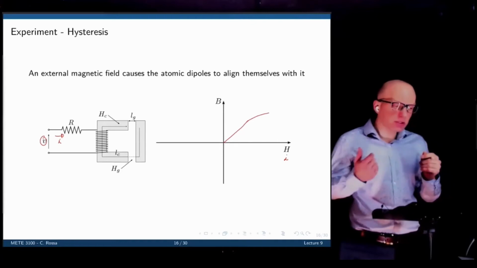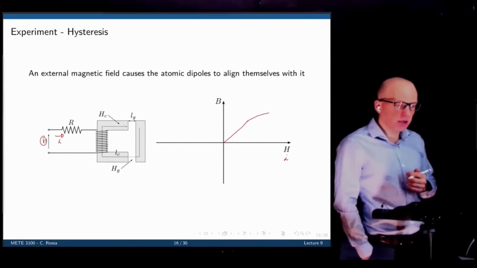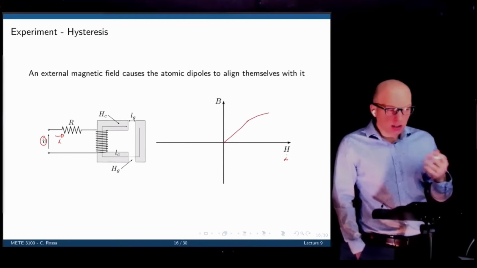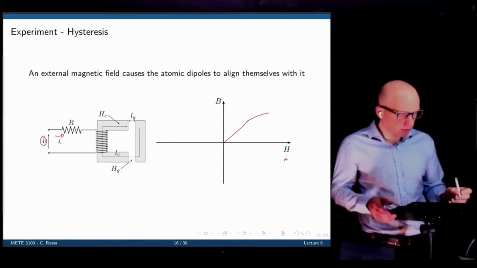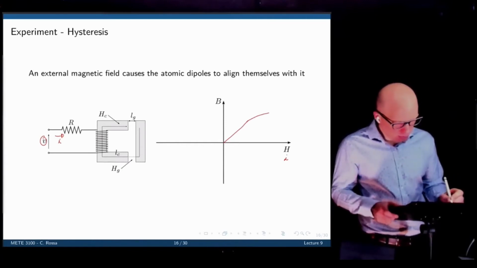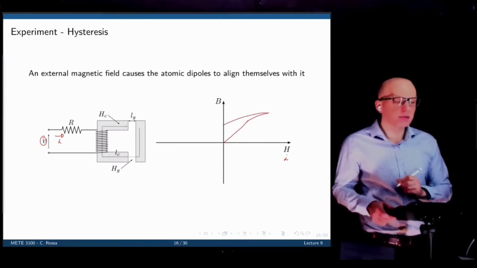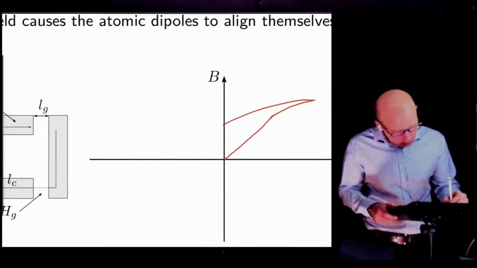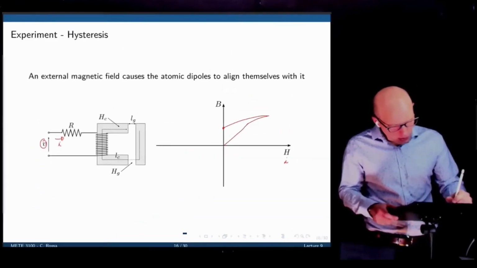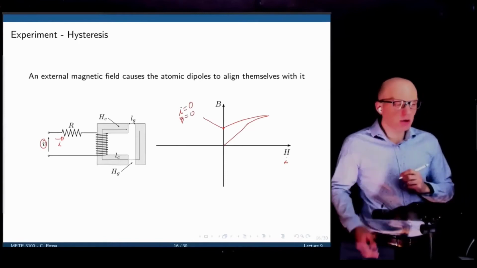Now let's decrease the current, and let's see what happens to the magnetic flux density. Ideally, you would just go back following the same curve. But the problem is that it will take a different path. You will actually go like that. And we'll reach a point here, at this specific point, where the current is now zero, the input is zero, but there is a magnetization in the core that is non-zero.